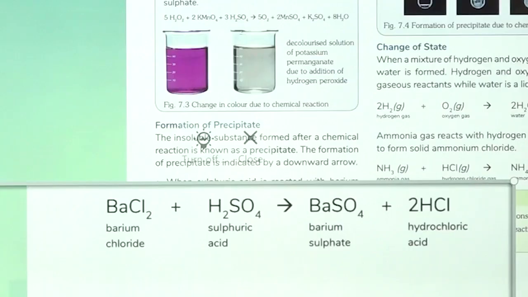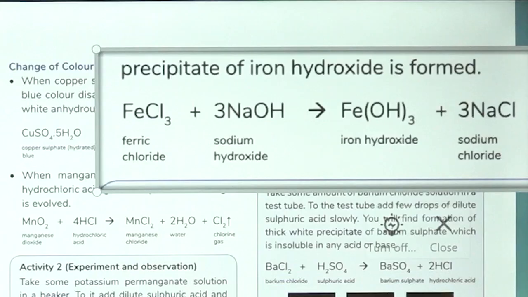Some chemical reactions result in the formation of an insoluble substance called precipitate. Let us take the example of barium chloride, which reacts with sulfuric acid to give barium sulfate and hydrochloric acid. Barium sulfate is an insoluble precipitate. Similarly, when ferric chloride reacts with sodium hydroxide, a precipitate of iron hydroxide is formed along with sodium chloride.